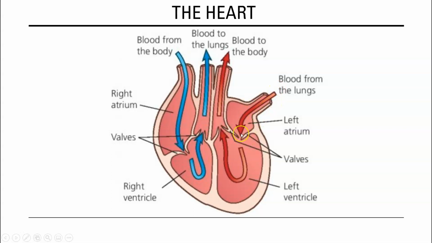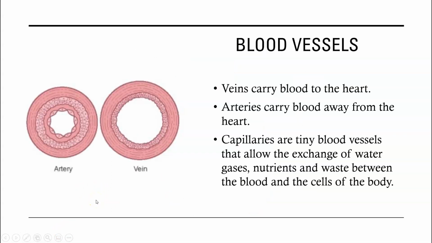We have our valves there to stop the backflow. Okay, so again, if you need to, lads, pause and get down that sketch of that. It's really important that we're able to label the heart. So blood vessels. We have 3 types of blood vessels. So veins carry blood to the heart. Arteries carry blood away from the heart.